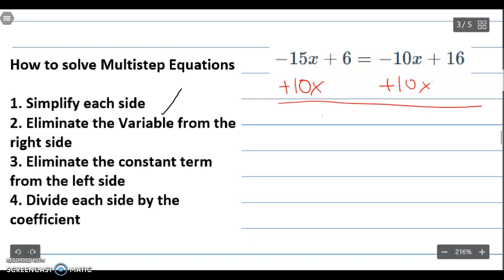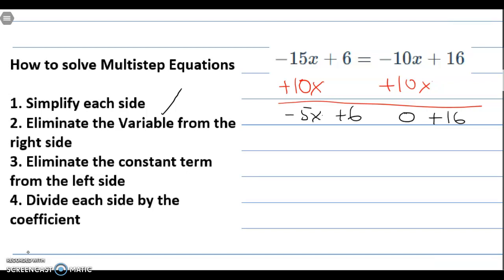All right, so that's going to get me 0 here. And if it helps to write the 0, write the 0. All right, then I'm going to bring down the positive 16. I'm going to bring down this positive 6. And then I'm going to do this. It's opposite signs, find the difference. So 15 minus 10 is 5. The 15 is bigger, so it's negative 5x. And these are equal to each other.